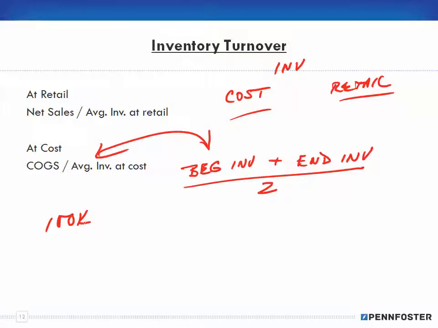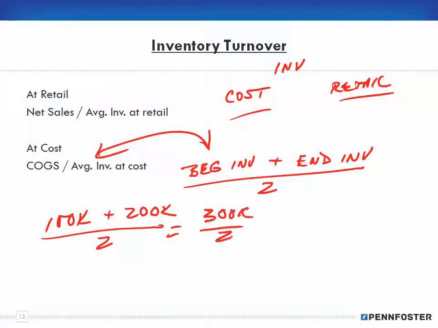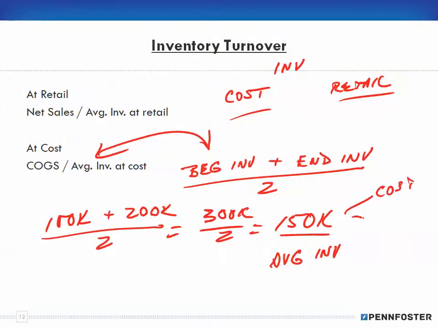So I start out with a beginning inventory of 100,000, and I add the ending inventory, and let's call that 200,000. And I just divide it by 2. So that's 300,000 divided by 2, which means my average inventory is 150,000. So that's the average inventory, and that's how that's calculated. And it's calculated the same way whether it's at cost or at retail.